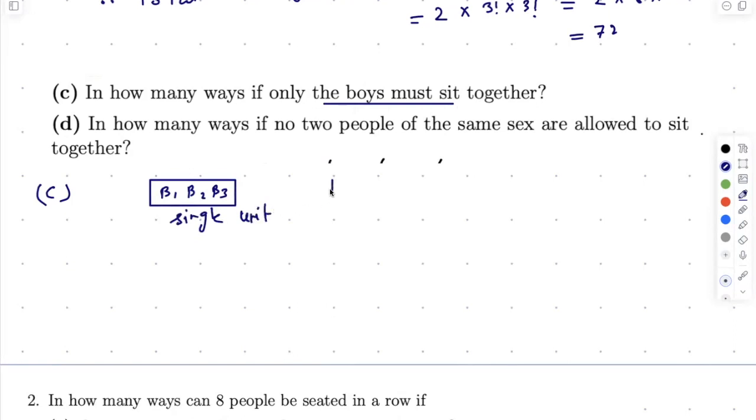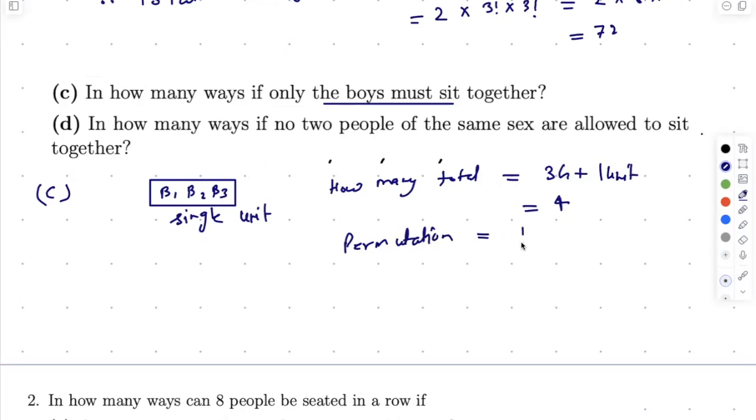How many total persons are there? Total persons are going to be 3 girls plus 1 unit. So there are 4 places required. So what is the permutation there? What is the total arrangement there? The answer is going to be 4 places, 3 girls, 1 unit, this box. Total places are going to be 4 factorial, using the formula 4P4.